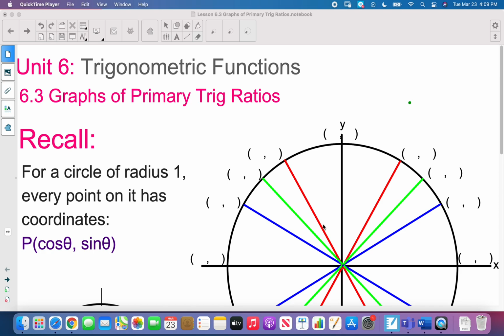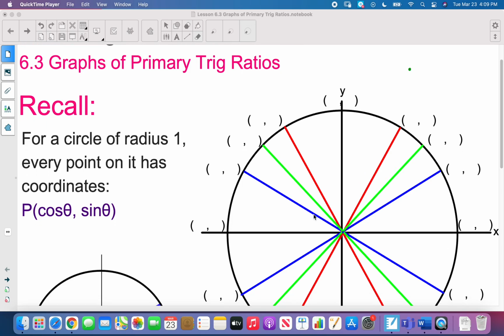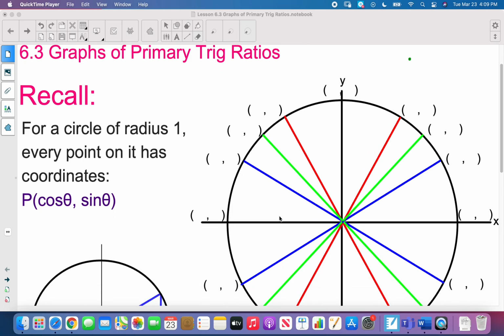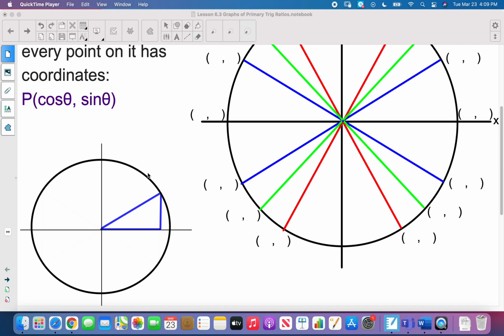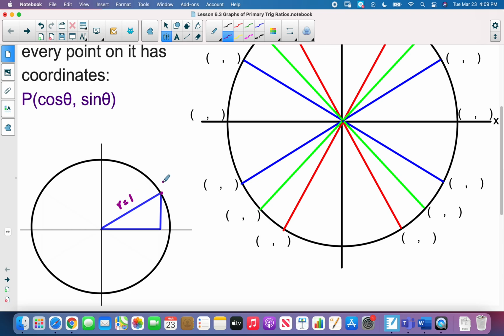3.3, graphs of primary trig ratios. We recall that for a circle of radius 1, every point on it has coordinates P (cos theta, sine theta). So there is our unit circle, and its radius r equals 1. This is point P (cos theta, sine theta).